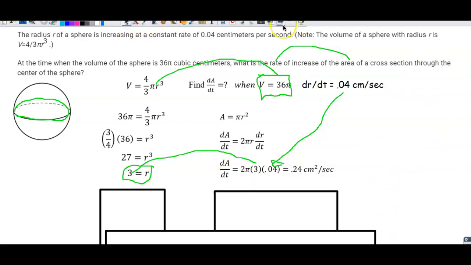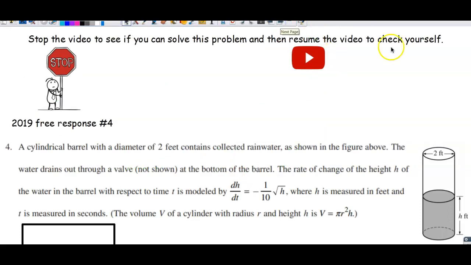All right, now let's move into a real live AP problem. Once again, stop the video, see if you can solve this problem, and then resume it to check yourself.